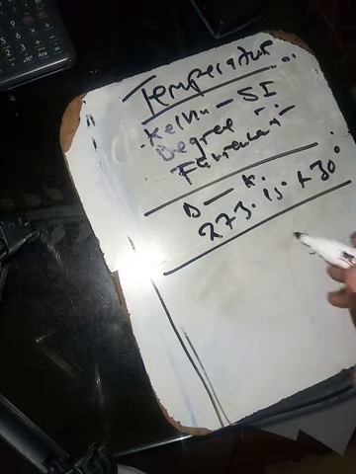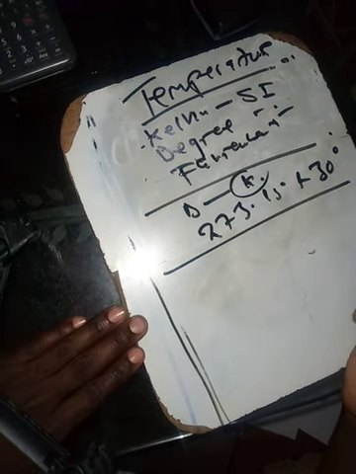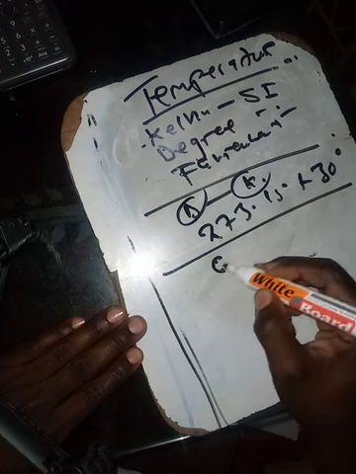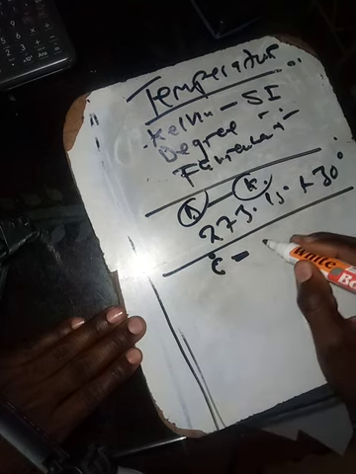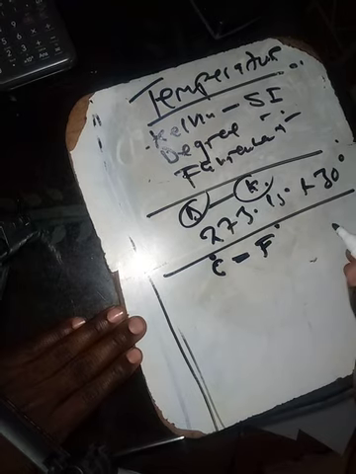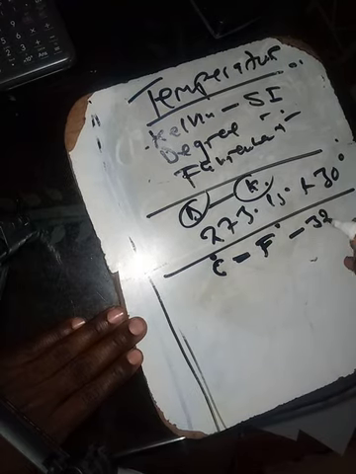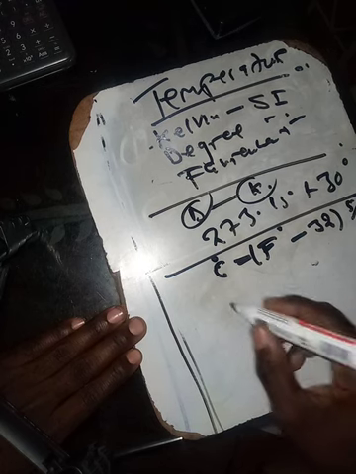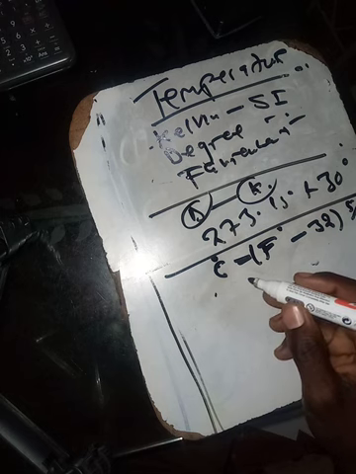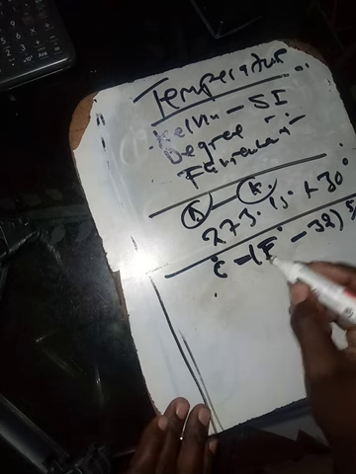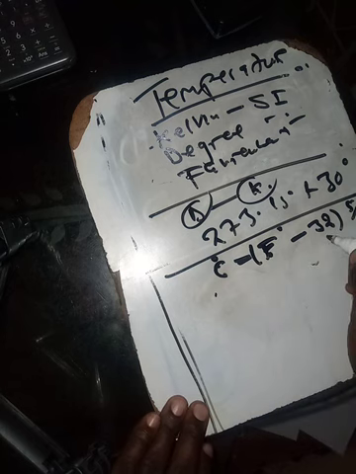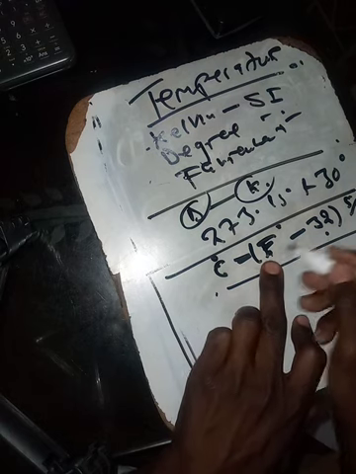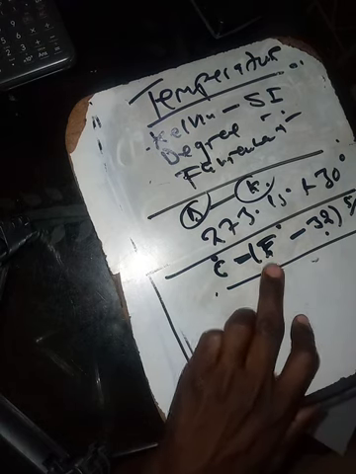Then if I'm converting from Fahrenheit to degrees Celsius, what should I do? I'll say the temperature in Fahrenheit minus 32, then multiplied by 5/9. You must master this. You must know this. So the temperature that has been given, you put it here, you subtract 32, then multiply by 5/9.